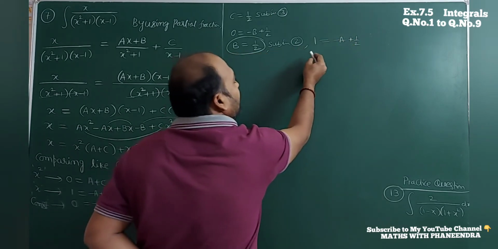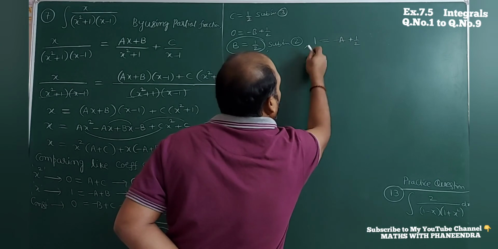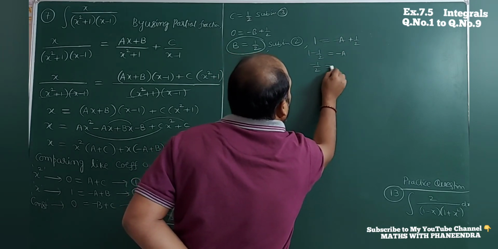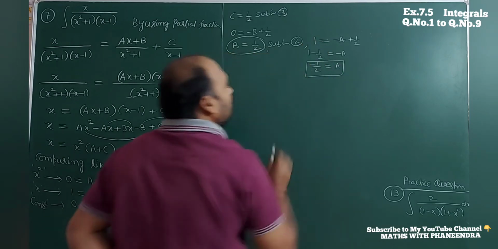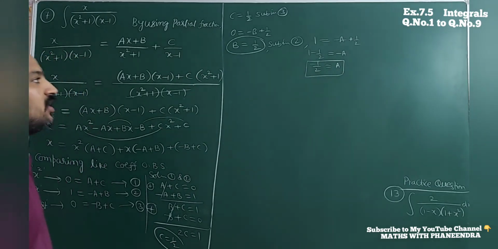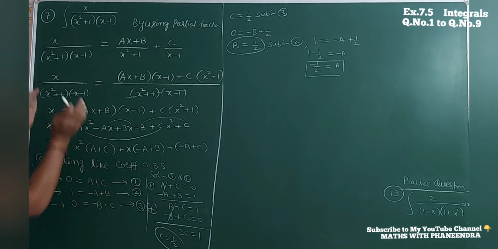So minus a we can take this side. Otherwise, 1 by 2 only can take this side. 1 minus 1 by 2 is equal to minus a. So, 1 minus 1 by 2 is plus 1 by 2 only, but here minus is there, no. A is equal to minus 1 by 2. So, a, b and c values we got. Substitute in this.